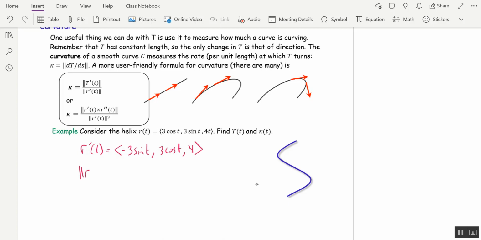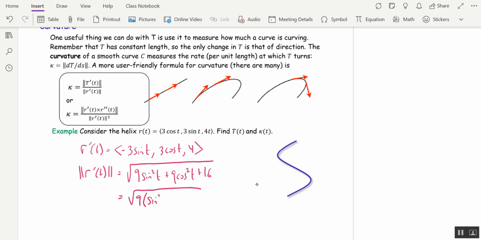We're going to need the length of r prime, which is the square root of, if we square out this, the minus sign is going to get squared out, so this would be 9 sine squared t plus 9 cosine squared t plus 16. Now, hopefully you can do this in your head. This is going to be 25, the square root of 25. But let me just show you the part you would do in your head. If you factor out a 9, you get sine squared t plus cosine squared t. Now that's 1. So that's why you have 9 plus 16. So that's going to be the square root of 25, which is 5.